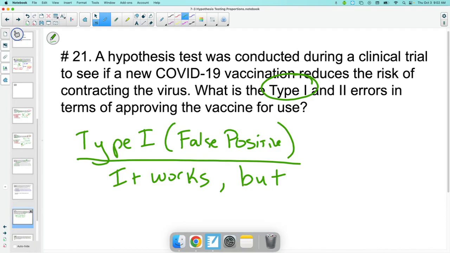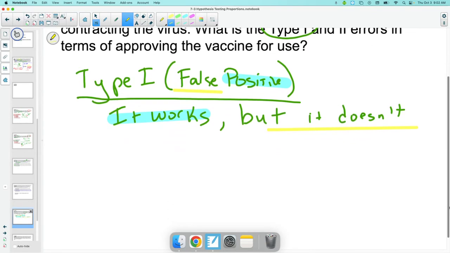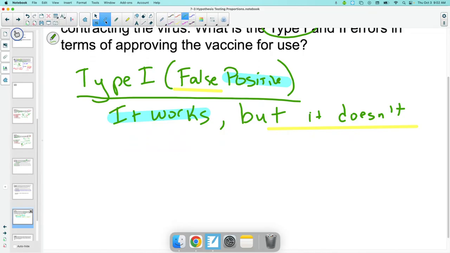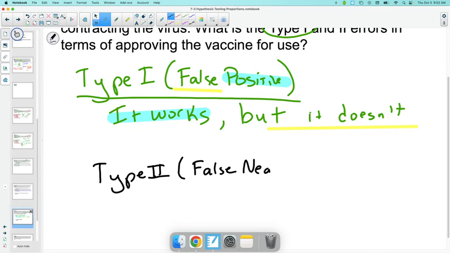In reality, it doesn't. Okay? That's kind of our positive. I am positive that it works. But in reality, it does not, right? That's the false portion. That's a false positive. Okay? A type 2 error is also called a false negative. Okay? So how would we phrase that?